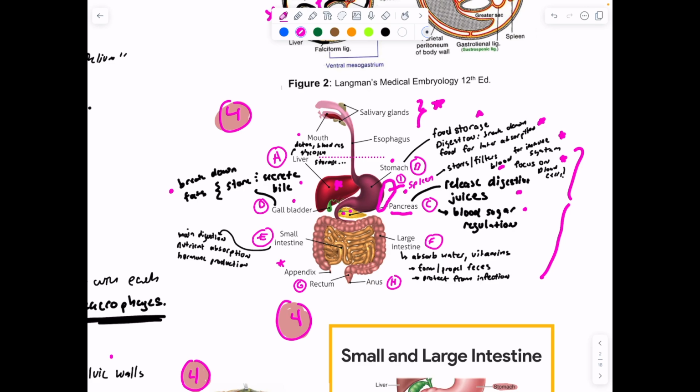All right, leading off of our stomach, we have the small intestines, and we'll look a little bit more at that in a second, but the small intestine leads into the large intestines. Our small intestines are our main part of digestion, so nutrient absorption. It does some hormone production, like satiety, for instance, and helps with motility. Our large intestines are mostly doing water reabsorption, absorbing vitamins, and then propelling and forming feces. It also protects from infection. The large intestine ends in the rectum and the anus overall.